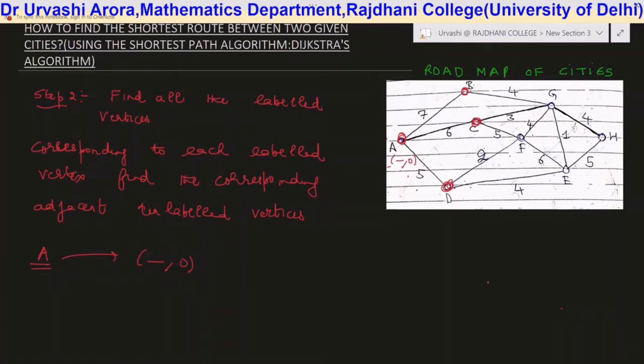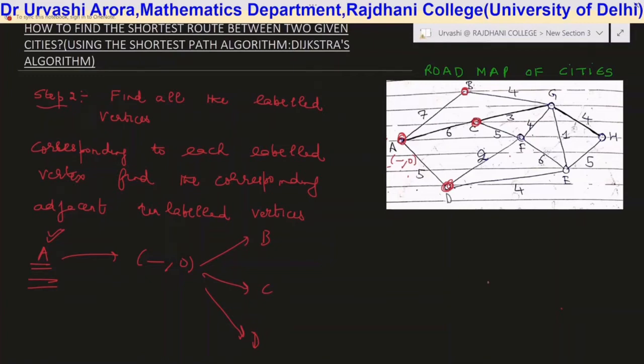Now we can see that these three vertices B, C and D are also unlabeled. No labels have been given so far to B, C and D. So B, C and D are the three adjacent unlabeled vertices corresponding to the labeled vertex A. Now what we do for these three vertices is that we try to find out what labels we can give, if possible, to B, C and D.